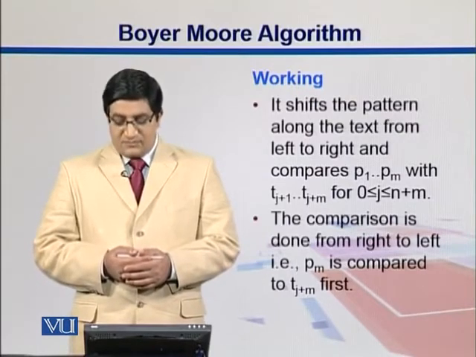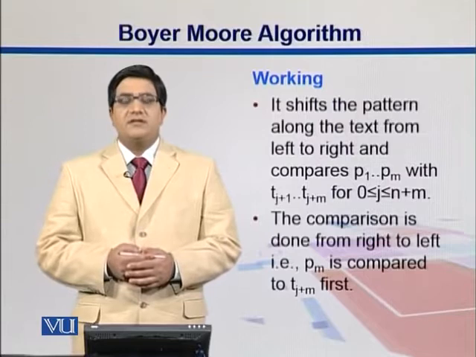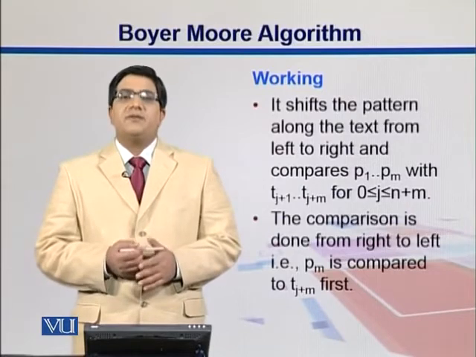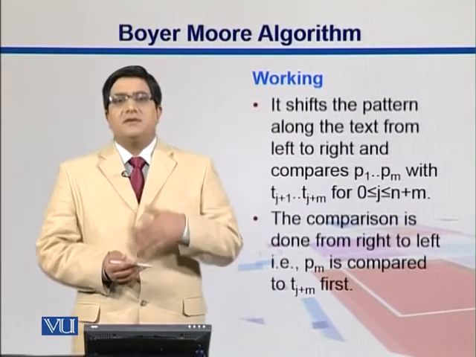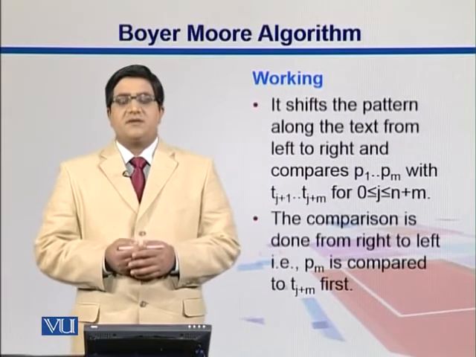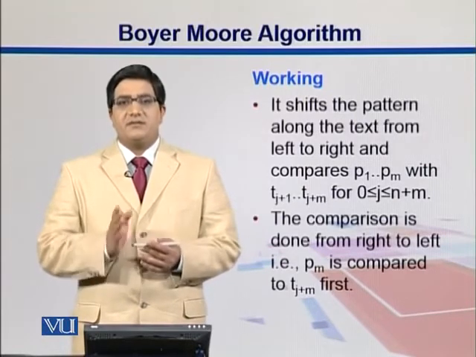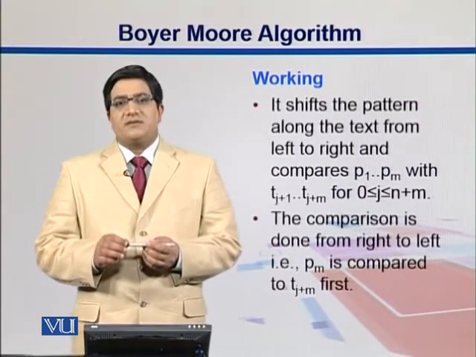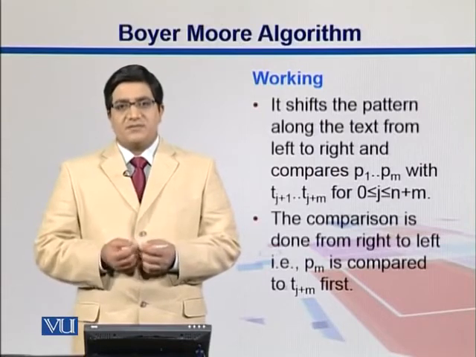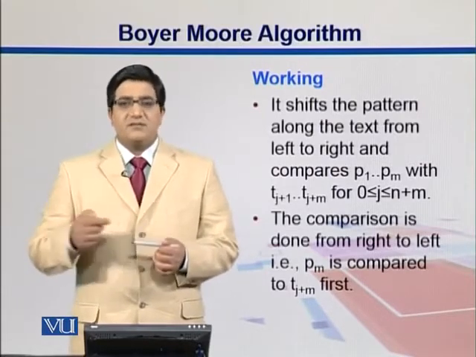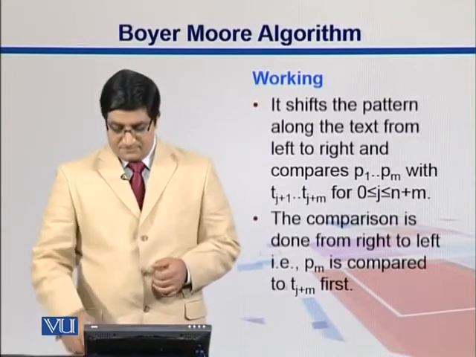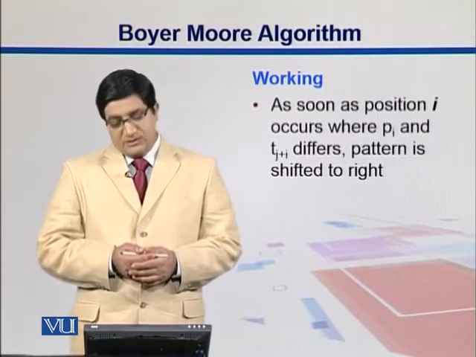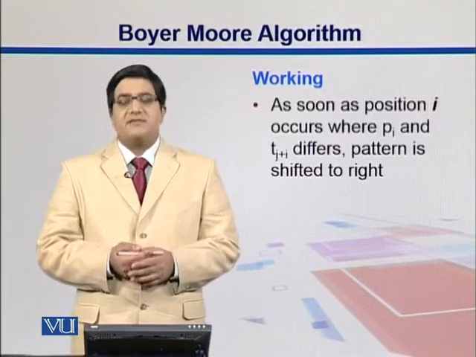The comparison is done from right to left. So we are not comparing the first position of the pattern with the first position of the string, but we are comparing the last position in the pattern, wherever it starts from. In the beginning, we just align them together. The last location of the pattern matches over there first, and then it moves backwards, from right to left. As soon as a position i occurs where Pi and Tj plus 1 differ, the pattern is then shifted towards the right.